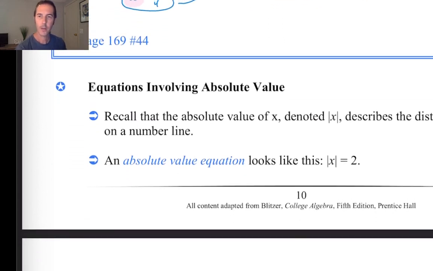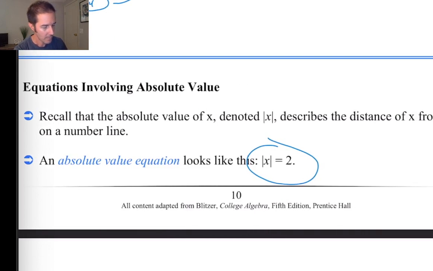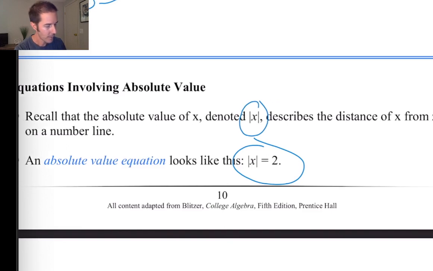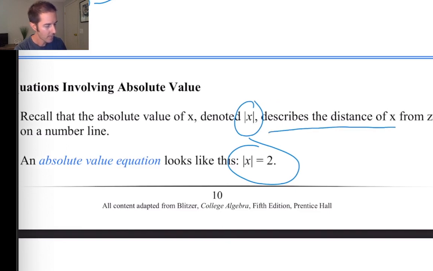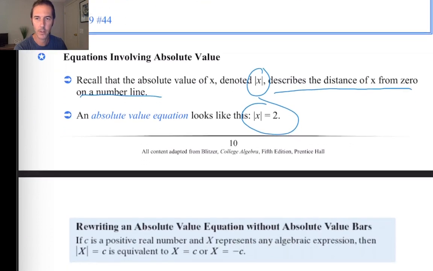Oh good, there's another type of equation. This is an equation that involves the absolute value. An absolute value equation looks like this. The absolute value symbol, many people would describe it as describing the distance of your value from 0 on the number line. I think that's a fine way to visualize it or think about it visually.